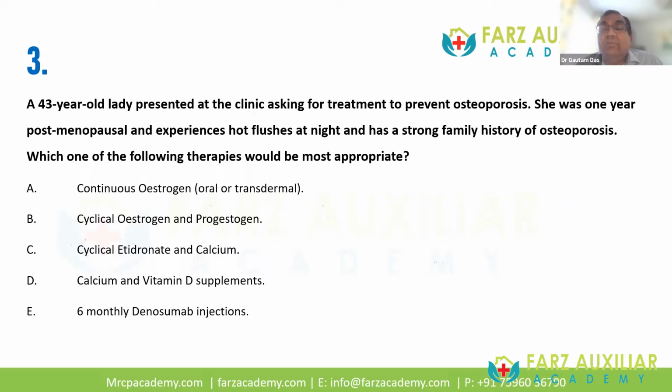Whether you will give some estrogen supplements, either as an oral or transdermal preparation, whether you give the person cyclical estrogen and progestogen, whether it is a bisphosphonate and calcium supplement, whether you give the person calcium and vitamin D supplements, or you will give a monoclonal antibody like denosumab at 6 monthly intervals. So 10 seconds for you to mark your answer. Read the question carefully, read the age carefully, read what she is experiencing at the moment and what we are trying to achieve. Okay, I hope you marked your answer. So the answer here is actually B.